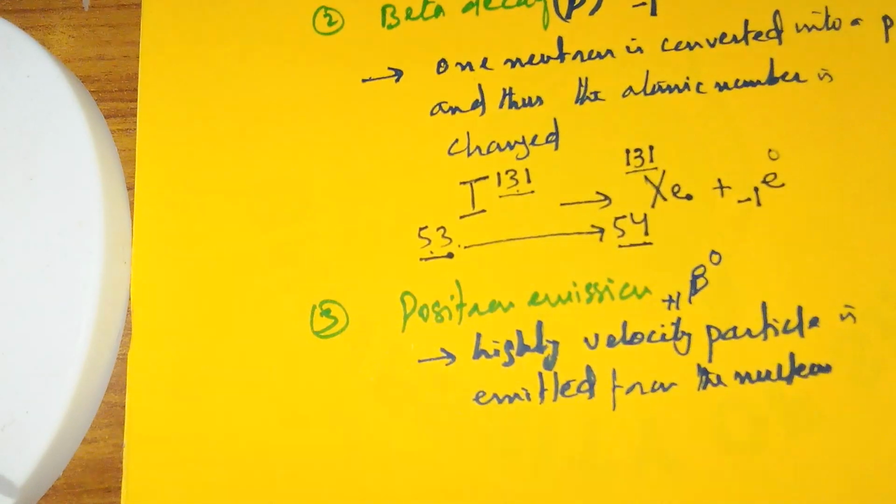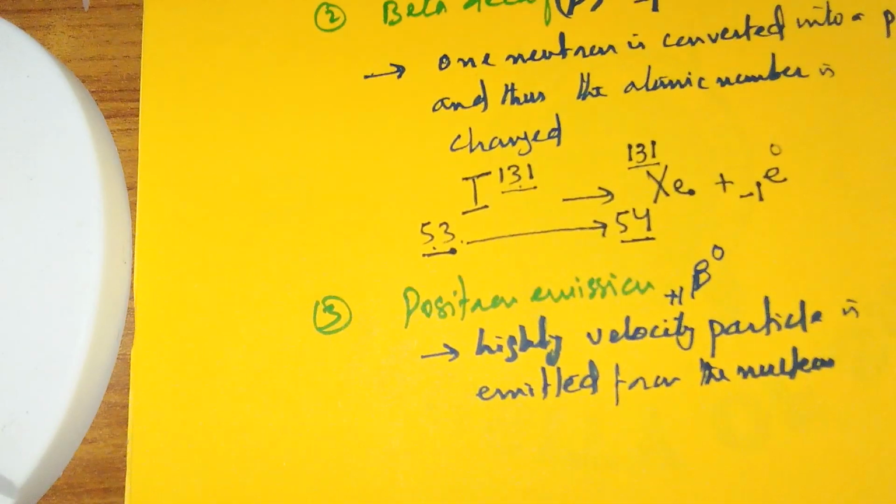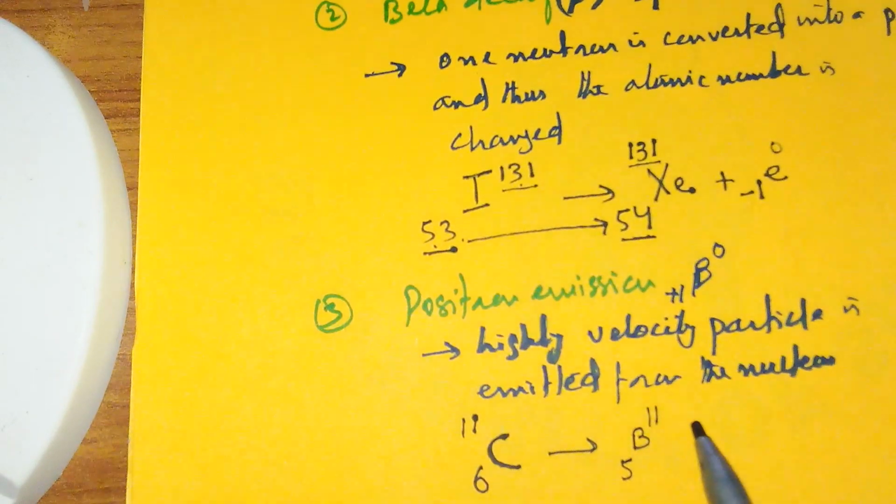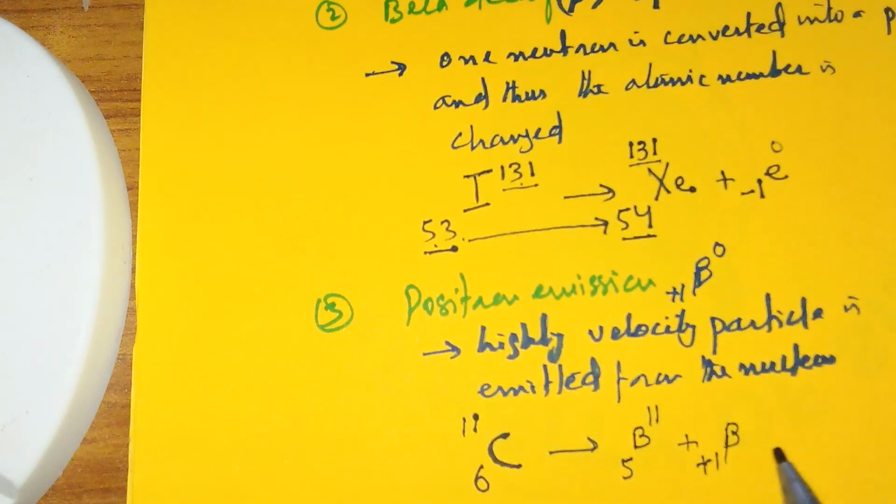If we represent positron emission through a nuclear equation, we have carbon with atomic number 6 and, for example, mass number 11. This is converted into boron, with atomic number 5 and mass number 11, plus the emission of a positron, which has zero atomic number.